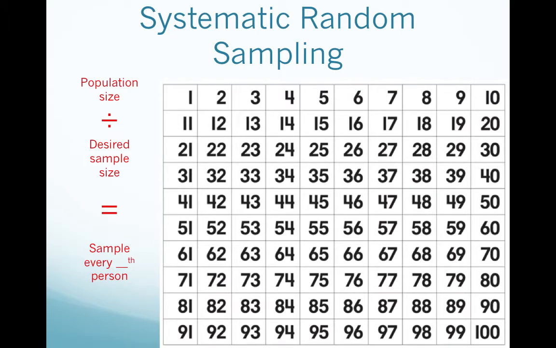In systematic random sampling, the sample is based on random selection of participants at a specific interval. Once a person is randomly selected, he or she doesn't go back into the pool of potential selectees.